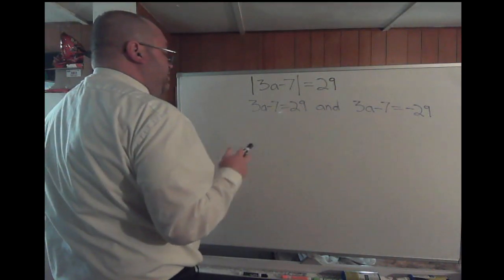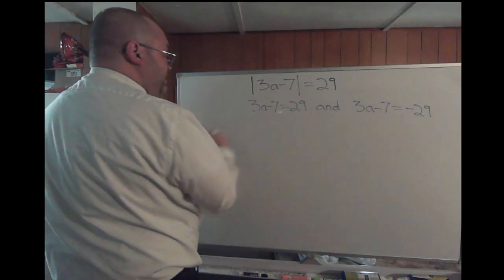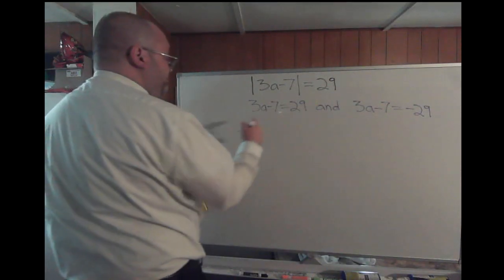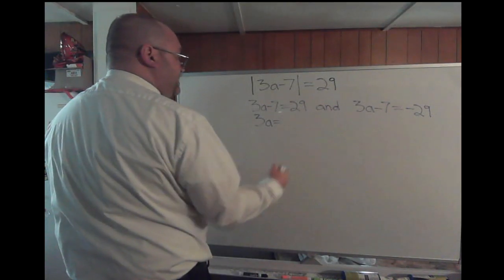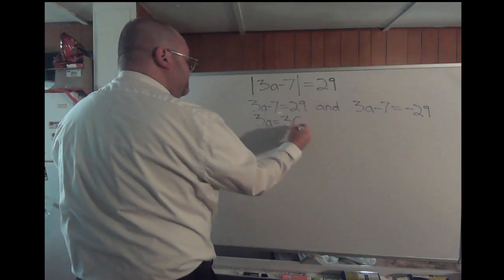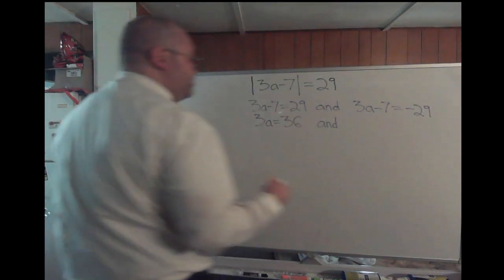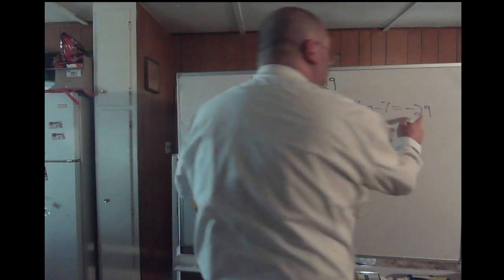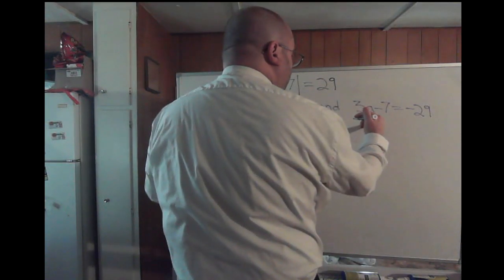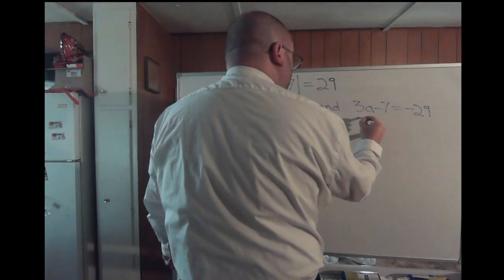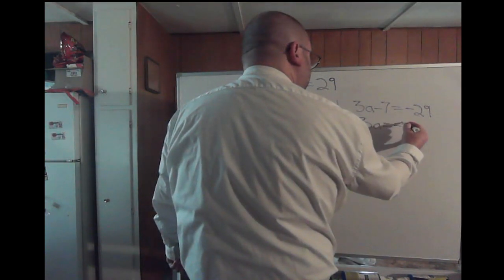Alright, so what we have to do now is we got 3a minus 7 equals 29 for the left equation. We just want to get 3a. We have minus 7, so we got to add 7. We'll do that to the left side. You'll just get 3a equal to the right side, 29 plus 7, that's 36. So we got 3a equals 36, and then on the right equation, we have 3a minus 7 equals negative 29. Well, we just want to get 3a by itself. We have minus 7. Let's add 7. So we'll get 3a is equal to 7 minus 29. That'd be negative 22.